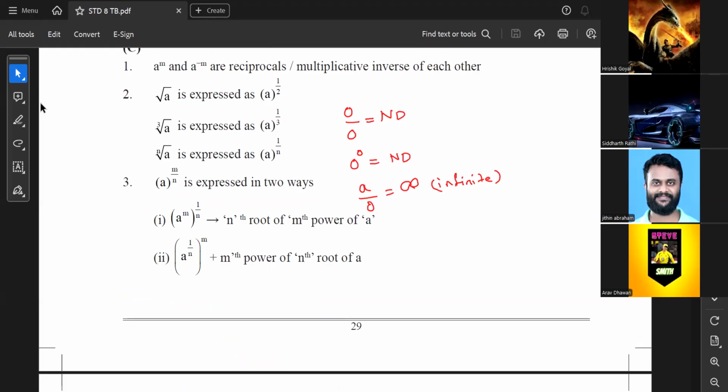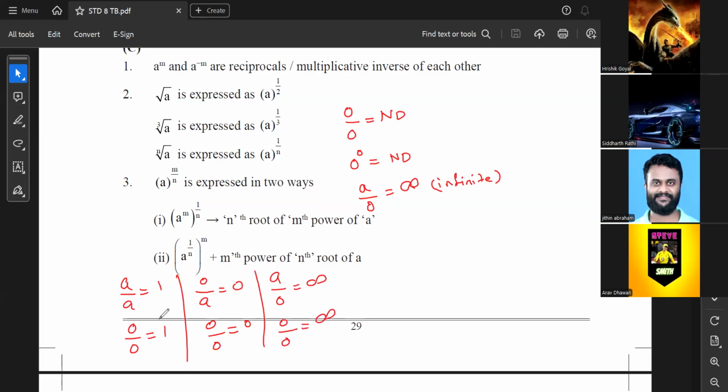There is a rule, brother, that any number upon any number should be 1. So with that rule, I must say that 0 upon 0 should be 1. Now there is another rule that 0 upon any number should be 0. With that rule, this 0 upon 0 should be equal to 0. Now there is another rule that any number upon 0 is infinite. With that rule, this 0 upon 0 should be infinite. So this is a fraction which can have three possible answers. And that is the reason why I'm telling you it is not defined for you guys.